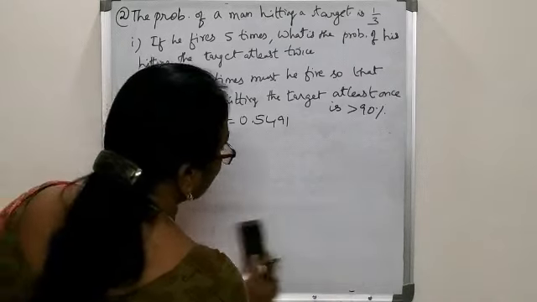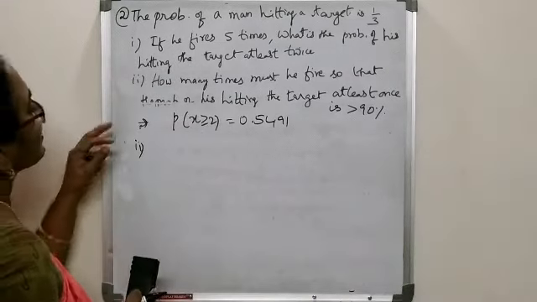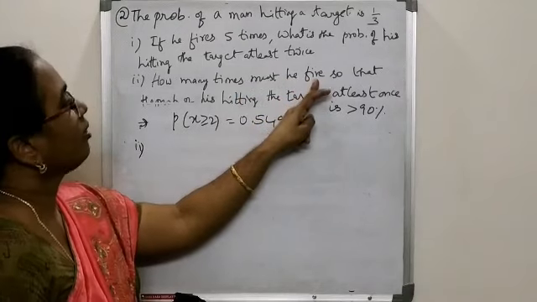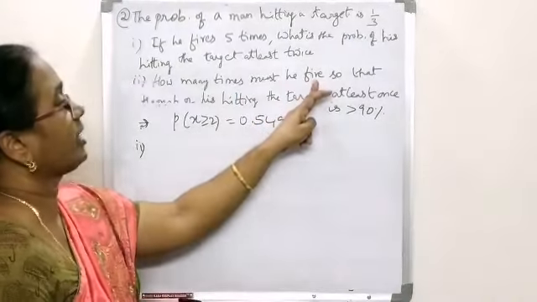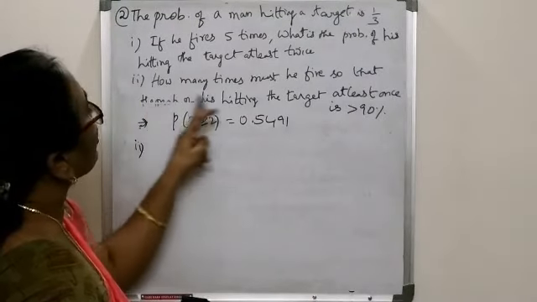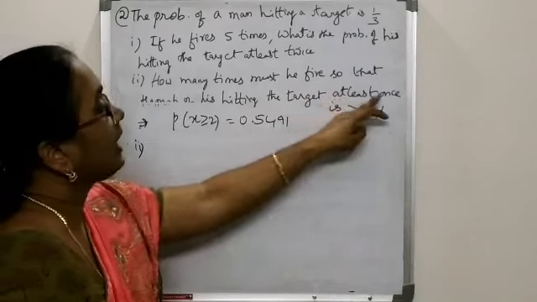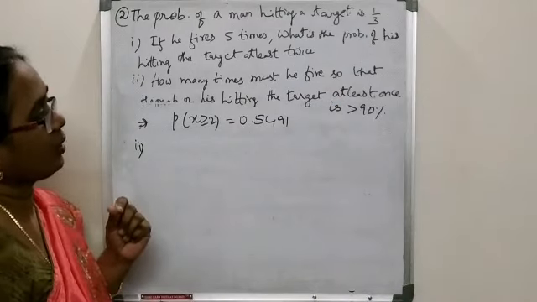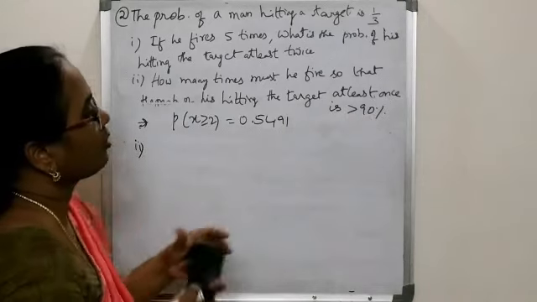Now let us solve the second bit. Let us see what is our second bit. What is our second bit? How many times must he fire? The number of firings required so that the probability of his hitting the target at least once. At least once here means x greater than or equal to 1 is greater than or equal to 90.